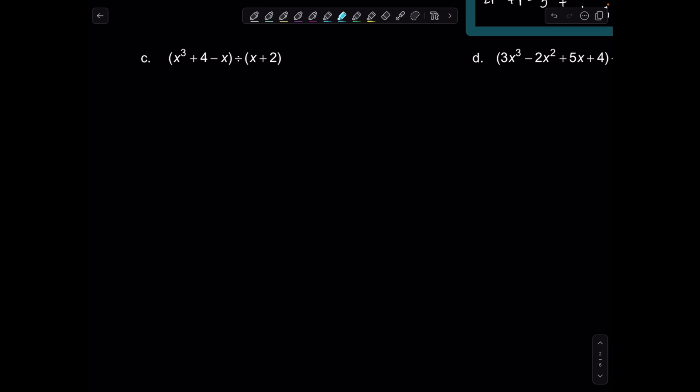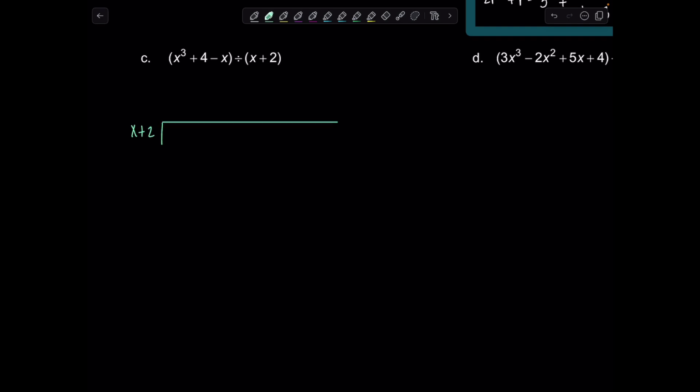Example C, x cubed plus 4 minus x divided by x plus 2. So a couple funky things are going on here. First of all, this is not in descending powers, descending order. So we have to fix that. There's also an x squared missing, so we need a placeholder. So I'm putting x plus 2 out here.